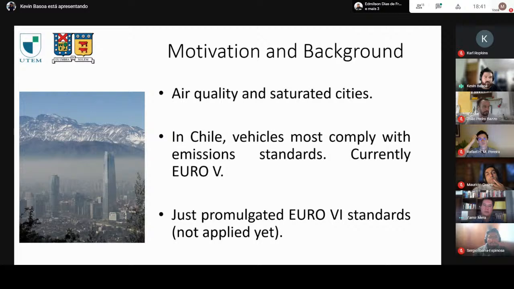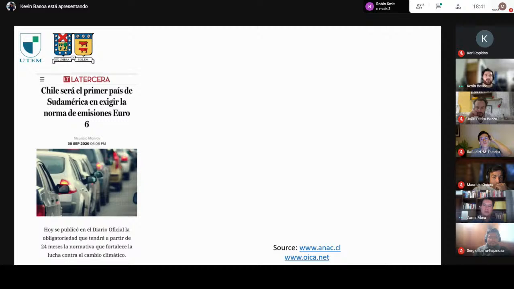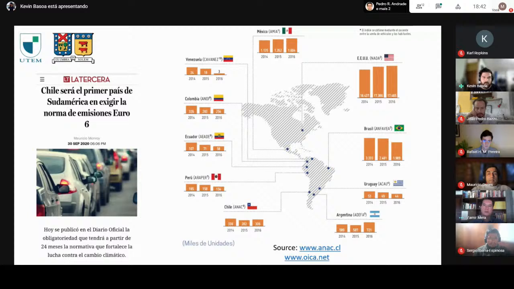This is a nice picture of Santiago. You can see the atmospheric boundary layer that holds all the pollutants in the city. So a little bit of background: like I said before, Chile just promulgated the Euro 6 emission standards. Also, I wanted to show this graph that shows the amount of vehicles sold in each country, including North America and some countries of South America. We can focus on Chile and USA. The units are in 1,000 units, just to keep that in mind.